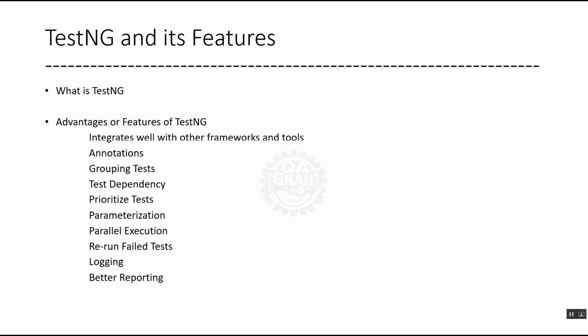There are also some advantages or features of TestNG. Some of them are like integrates well with other frameworks and tools. TestNG can be easily integrated with other frameworks or automation tools such as Selenium for web automation testing, Appium for mobile app testing, REST Assured for API testing, Cucumber for behavior driven development or BDD testing, etc.